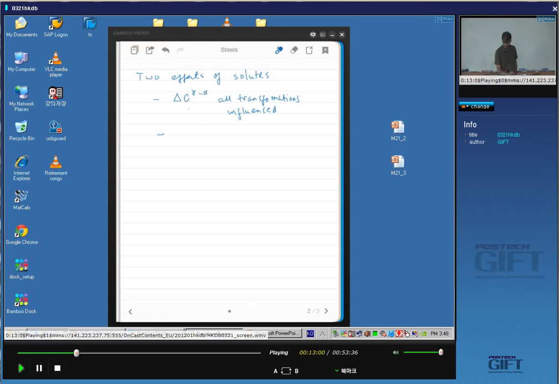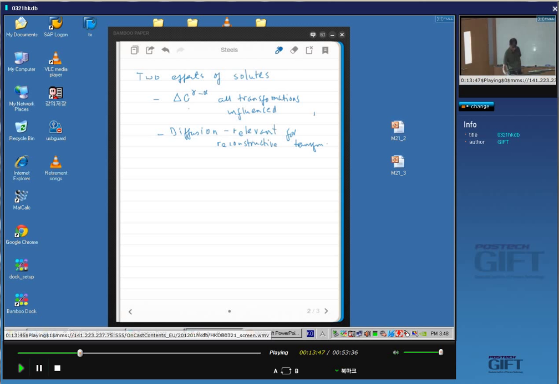And the second one is diffusion. Diffusion is only happening with the reconstructive transformations, and therefore there will be a much bigger effect of solutes on reconstructive transformations. So it's only relevant for reconstructive transformations. Okay.